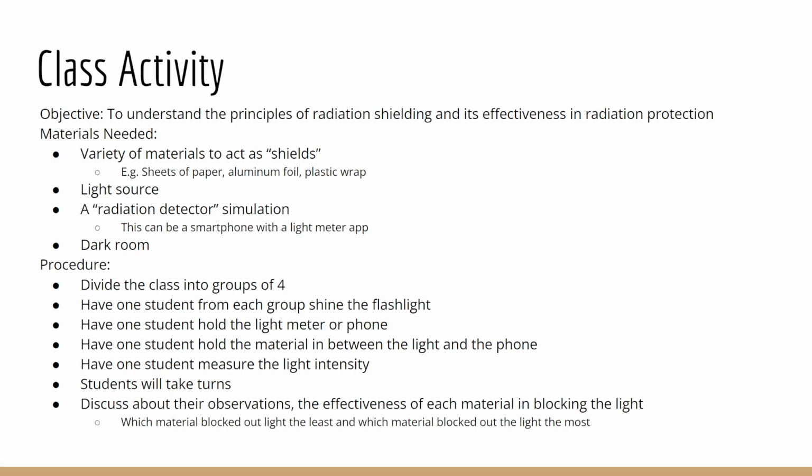The procedure is, first, we're going to divide the class into groups of four. Then one student from each group will shine a flashlight, another student will hold the light meter or the phone, another student will hold the material in between the light and the phone, and one student will measure the light intensity. The students will take turns doing each role so that everybody knows what to do, and then they will discuss their observations: the effectiveness of each material in blocking the light, which material blocked the light the least, and which material blocked the light the most.